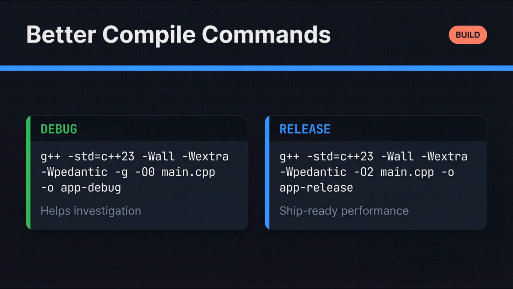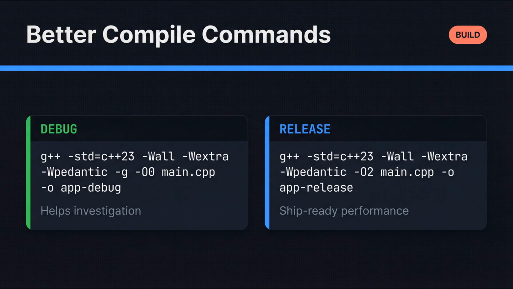The debug build adds the -g flag, which embeds debug symbols, so tools like GDB or LLDB can show you source line information when something crashes. It also uses -O0, zero optimization, keeping the code structure close to what you wrote so debuggers work predictably. The release build uses -O2, level 2 optimization. The compiler reorders, inlines, and restructures your code for maximum performance.